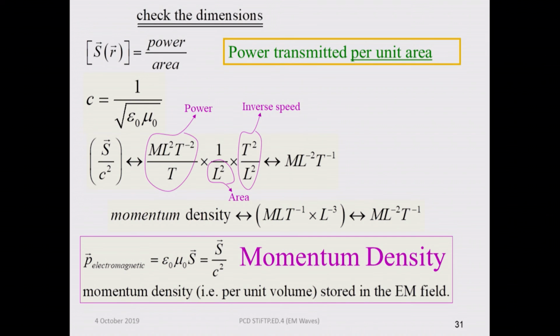So you can get it from the dimensions of epsilon 0 or dimensions of C square, right. Either which way you find that S over C square is essentially momentum density, momentum per unit volume. So that is the momentum which the electromagnetic field propagates, and that is what is represented by the Poynting vector. It gives you the momentum which is carried by the electromagnetic energy.